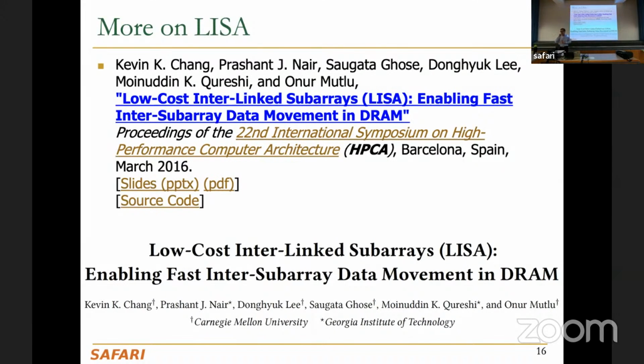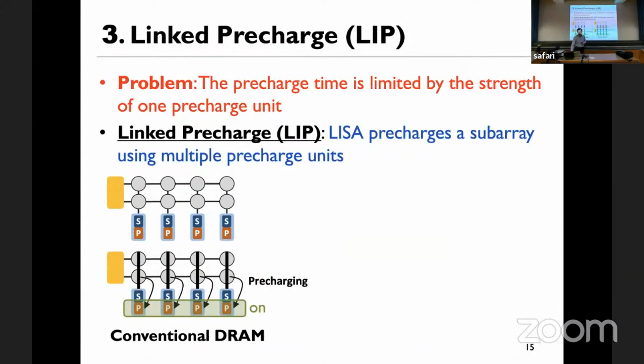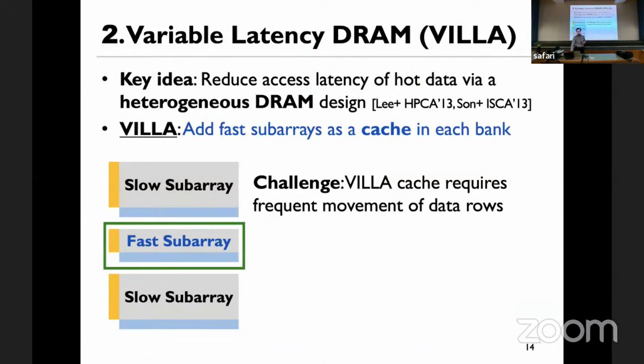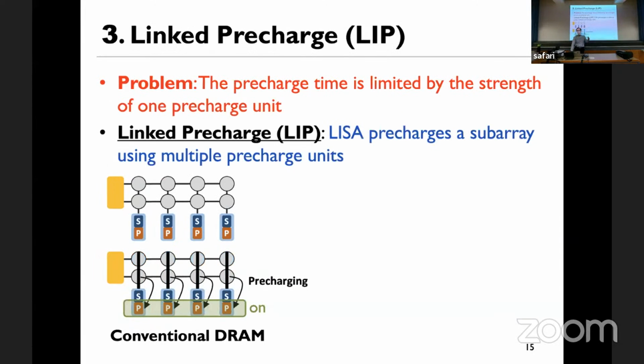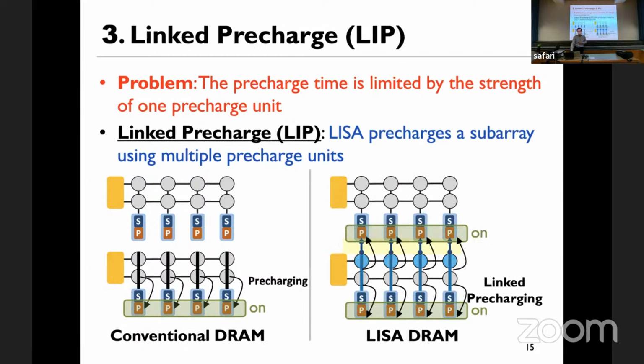So fast subarray means a shorter bit line and a faster precharge or stronger precharge unit? No, these are orthogonal ideas. Basically, fast subarray here is shorter bit line. That's it. This is an orthogonal idea that can be used in combination with fast subarray. All three ideas are orthogonal, actually, but they're enabled by this substrate. Okay.